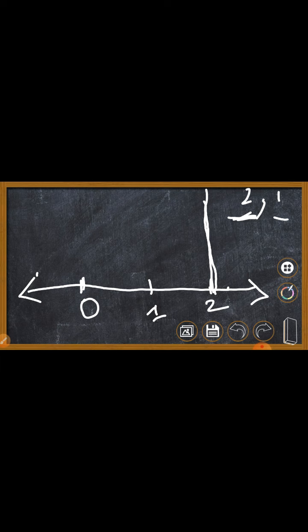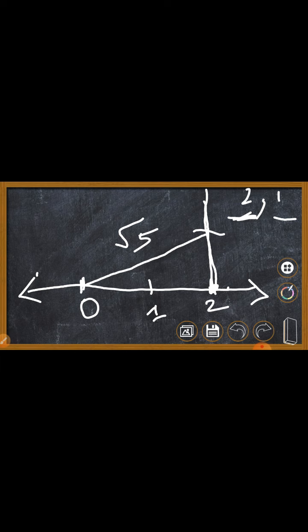Now you will represent the 1. How will you represent the 1? You will put your compass at this 2 and make a 1 centimeter mark over here, and then you are going to draw a line. This line which you have drawn just now, this hypotenuse, is your root 5.